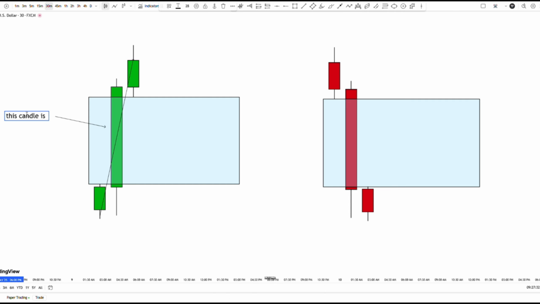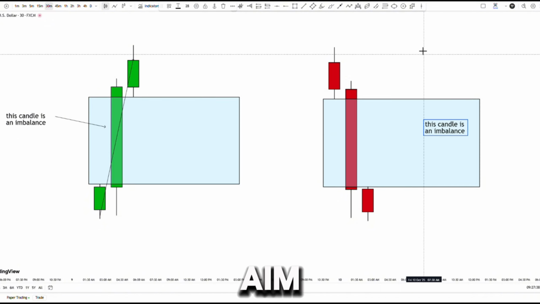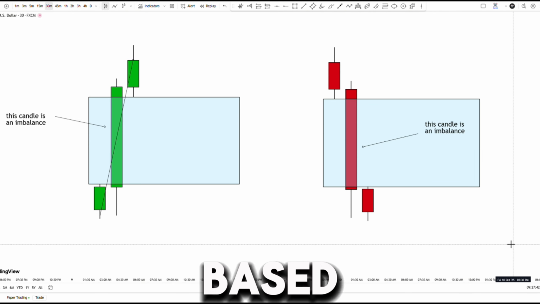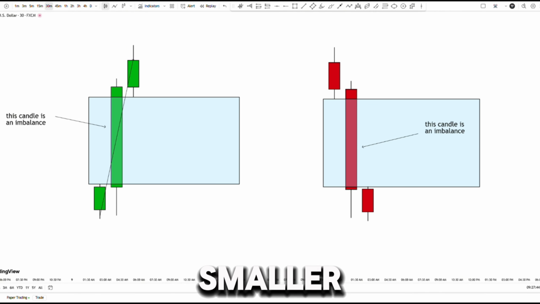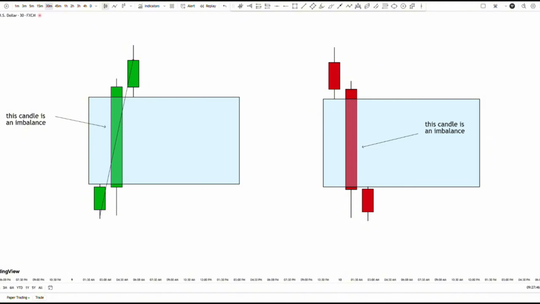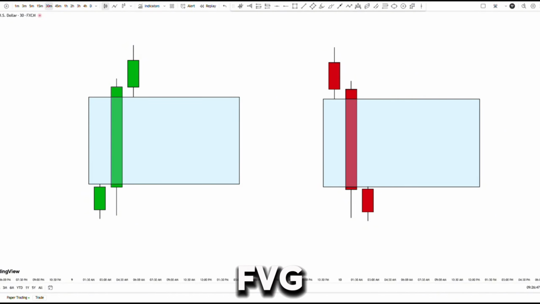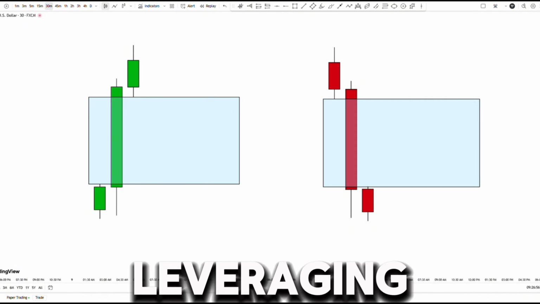Risk management. Set stop losses beyond the FVG, e.g. below for longs, risk 1-2% per trade, and aim for 1-2 plus risk-reward. Calculate position sizes based on gap volatility, smaller for larger gaps. Avoid common pitfalls. Don't trade every FVG. Filter for trend-aligned ones. Be patient. Gaps may not fill immediately. Backtest setups and avoid over-leveraging.